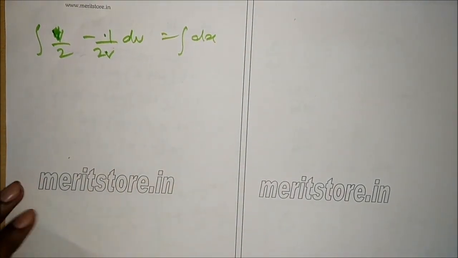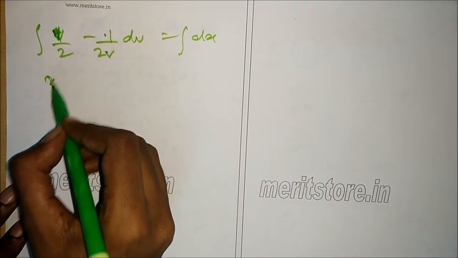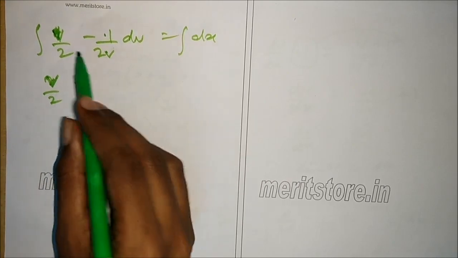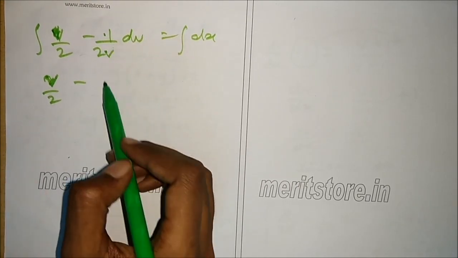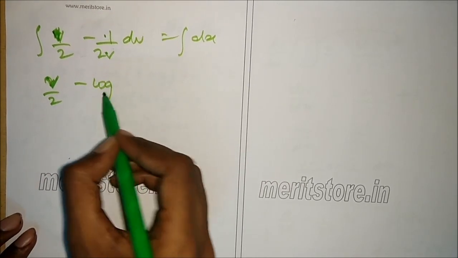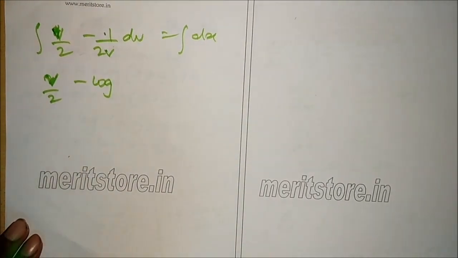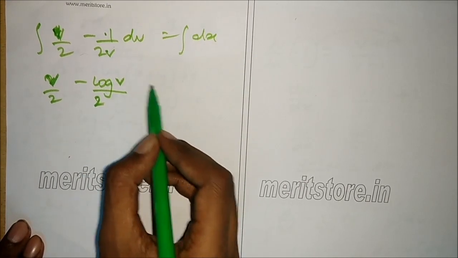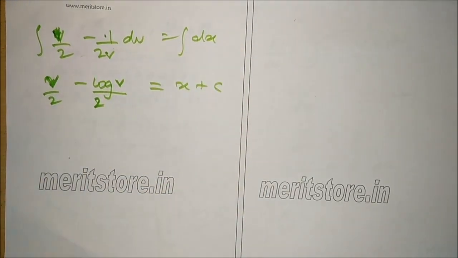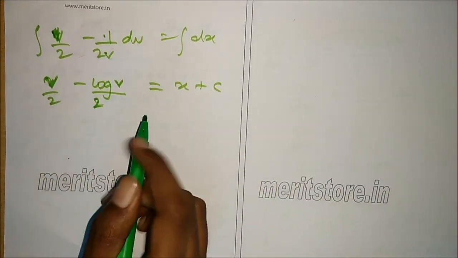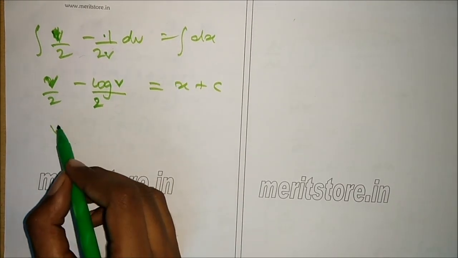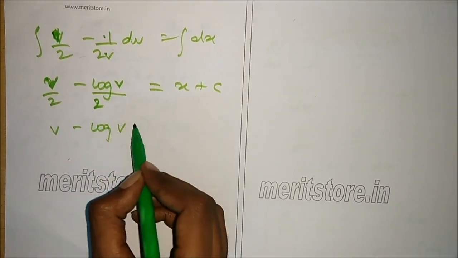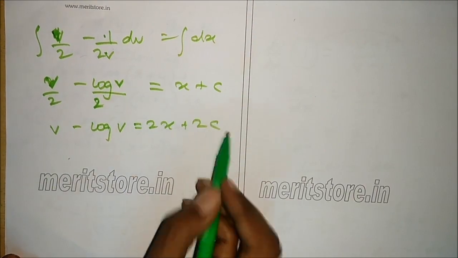So now we integrate this. Integration of half is v by 2, and integration of 1 by 2v is half log v, equals x plus c. So multiplying throughout by 2, we get v minus log v is equal to 2x plus 2c.